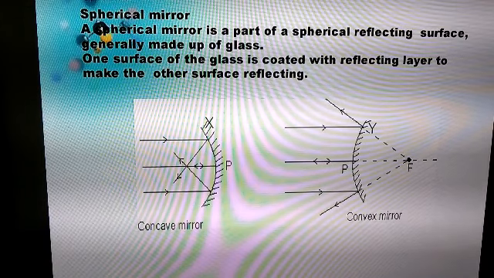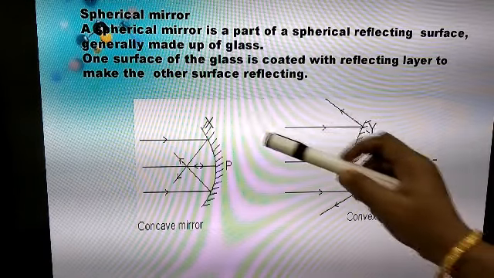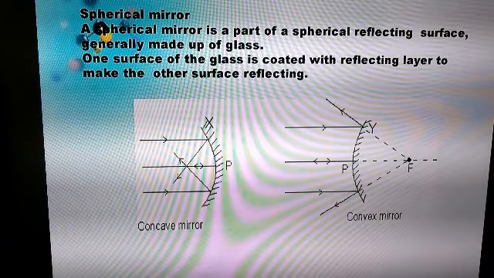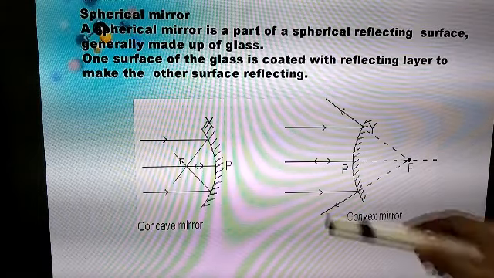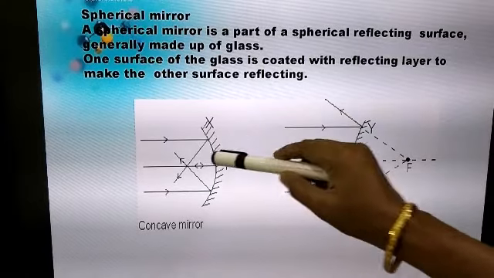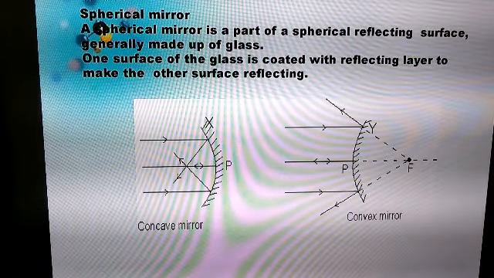So what is a spherical mirror? A spherical mirror is a part of a spherical reflecting surface. It is generally made of glass. One side of the glass is coated with silver so that the other surface becomes the reflecting surface.